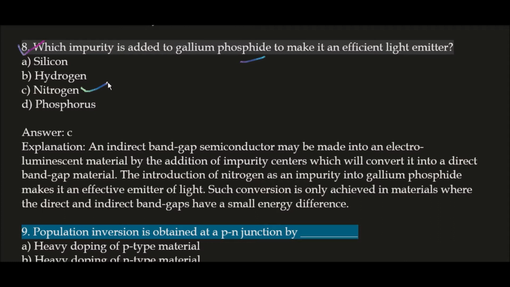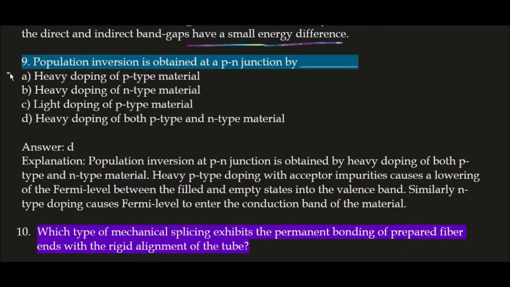Such conversion is only achieved in materials where the direct and indirect band gaps have a small energy difference. Okay. Next question. Population inversion is obtained at a p-n junction by, correct answer is option D, heavy doping of both p-type and n-type material. Okay, because population inversion at a p-n junction is obtained by heavy doping of both p-type and n-type material.